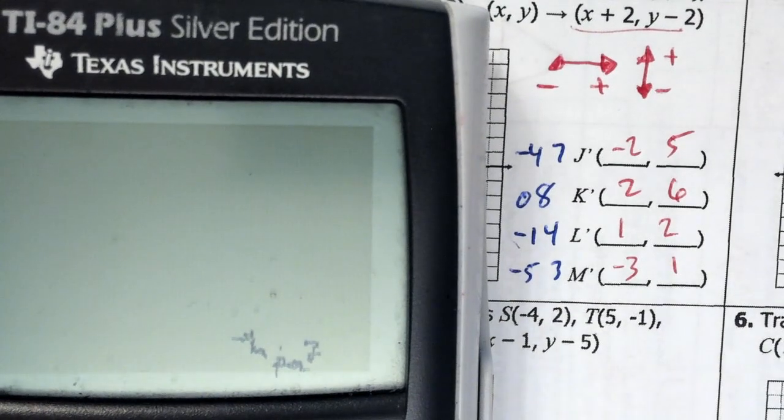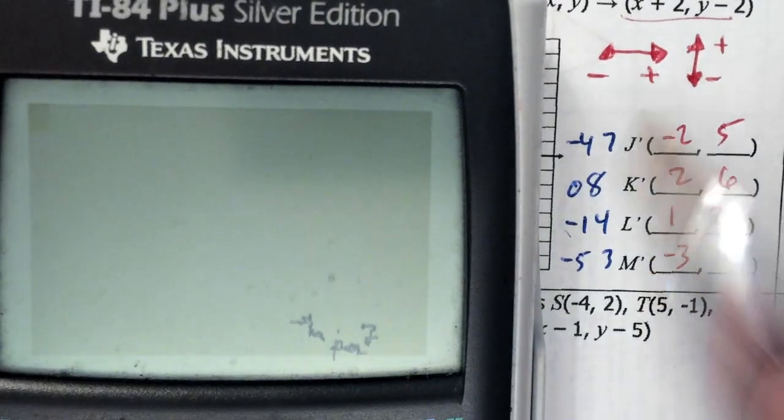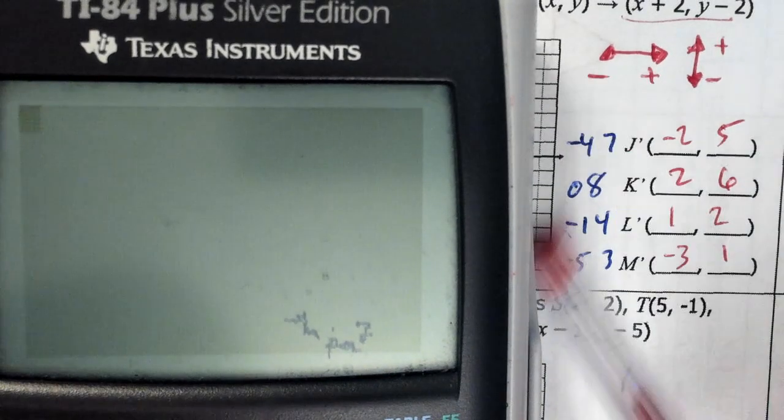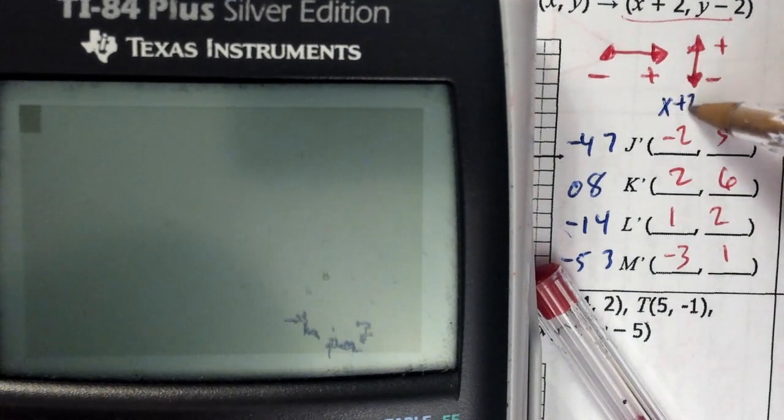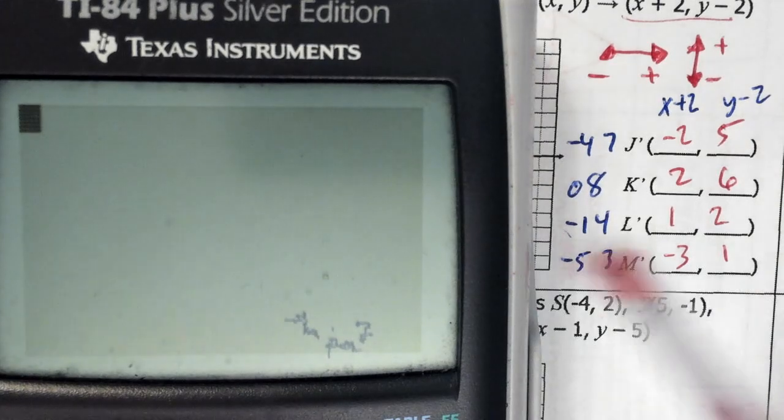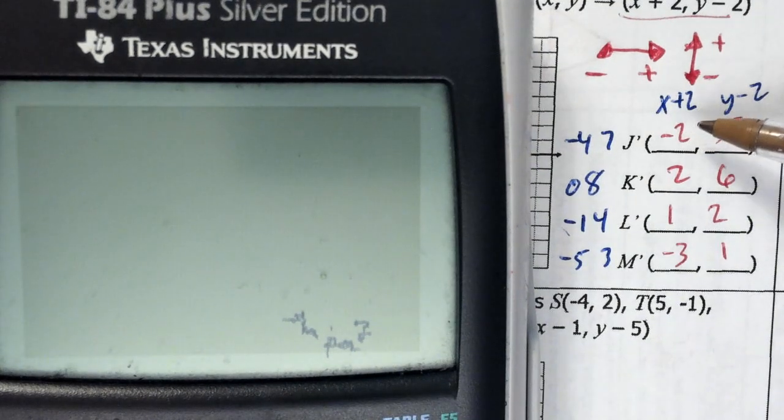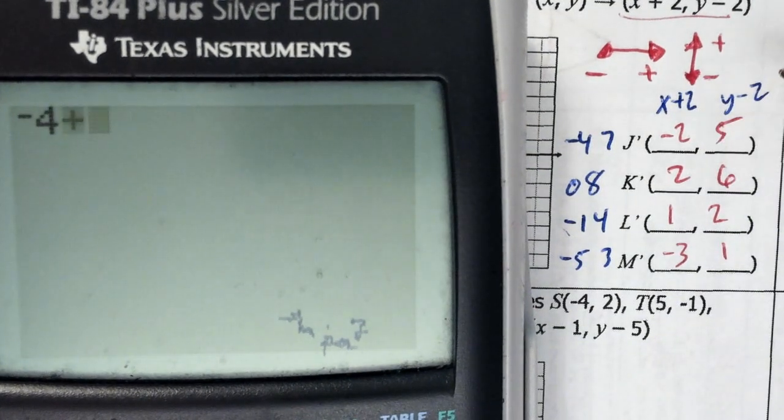Okay, so checking my answers, I'm going to check all my X's first. And they said that we're supposed to add 2 to all the X's and subtract 2 from all the Y's. All right, so let's check. So -4, I'm going to add 2.